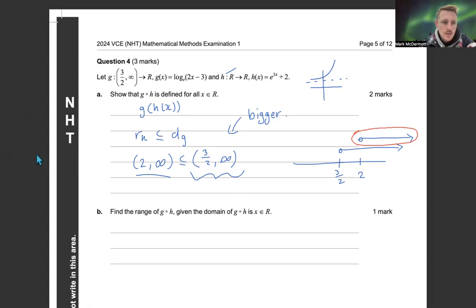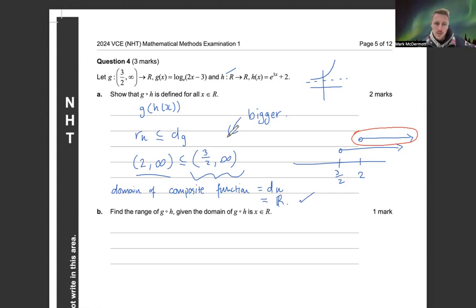So what we could also say is that, remember, the domain of the composite function equals the domain of the inner function, which is h. And the domain of the inner function, h, is all real numbers. So, yes. Show that it is defined. Well, yes, it is defined, because the range of h is a subset of the domain of g, and the domain of the inner function is all real numbers. Find the range of g of h given the domain of g of h is all real numbers. Find the range of g of h.